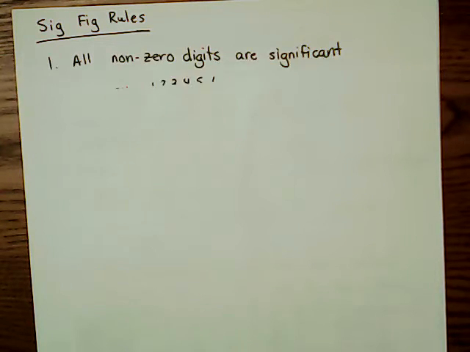So sig figs, remember, is a way of rounding your answer properly. The first rule is that all non-zero digits are significant. Example, all the counting numbers, 1, 2, 3, 4, 5, 6, 7, 8, 9. It goes all the way to 9. The only thing that might not be significant is a 0. Everything else is always significant.